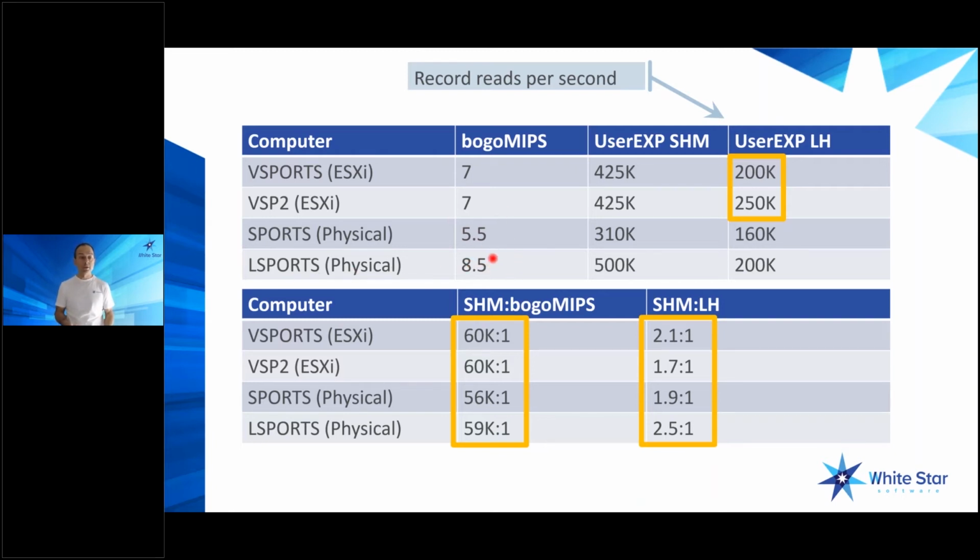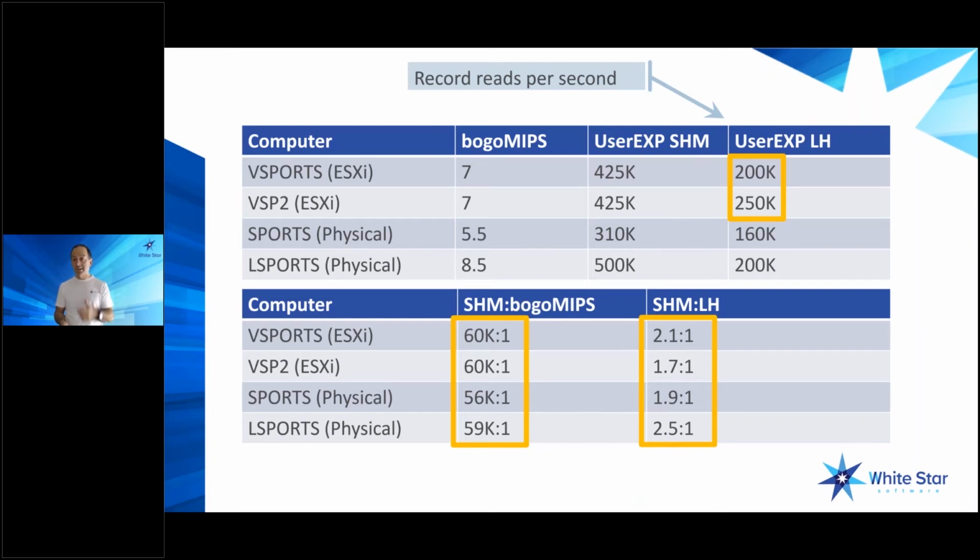All right, so that's a little bit faster of a CPU, and that shows up here in this user experience shared memory. Our expectation is that shared memory correlates quite well with the BOGO MIPS, and you'll see that that's true as we go through the various tests. The two virtual machines can both do around 425,000 reads per second in shared memory. My desktop can do 300, and my laptop can do 500,000.